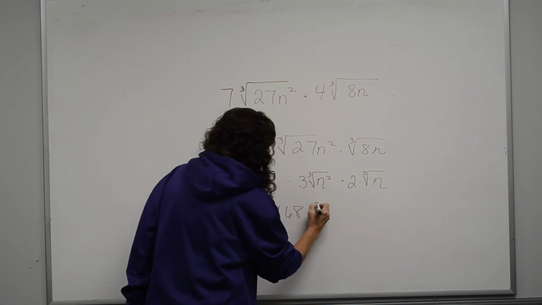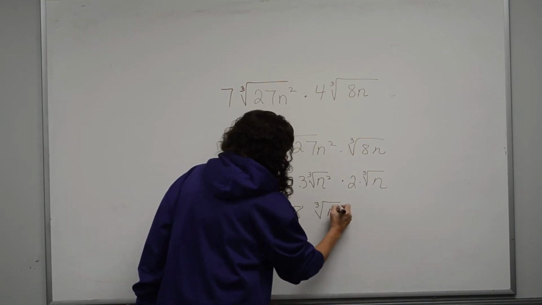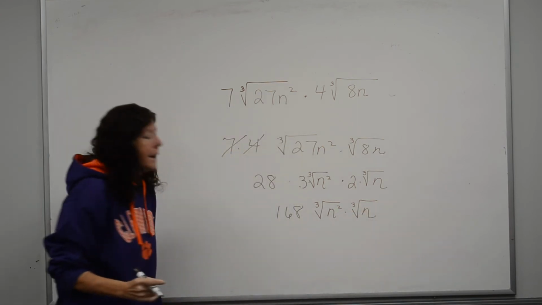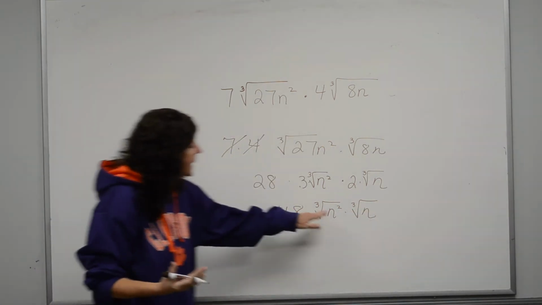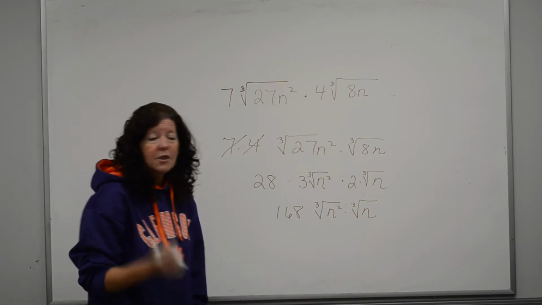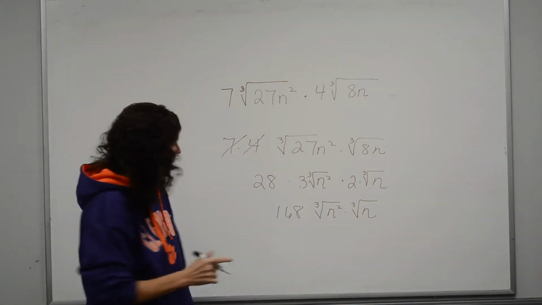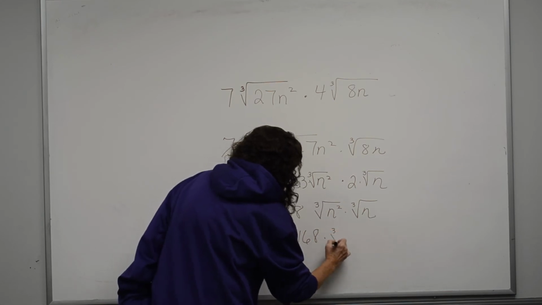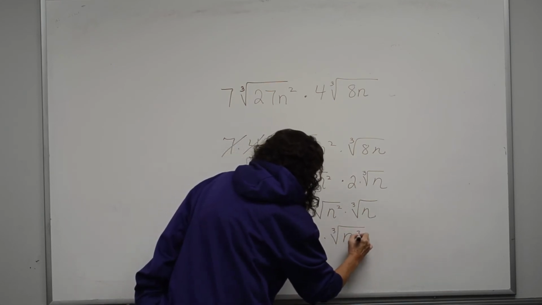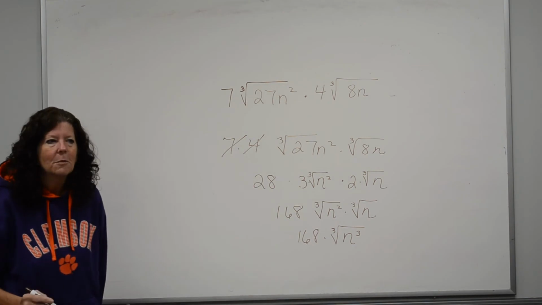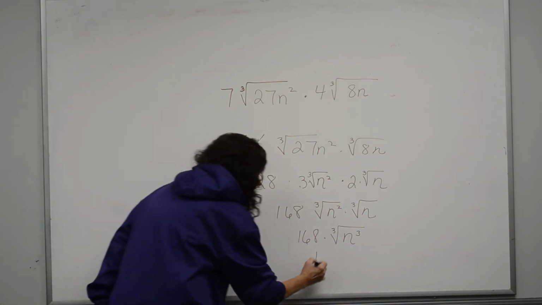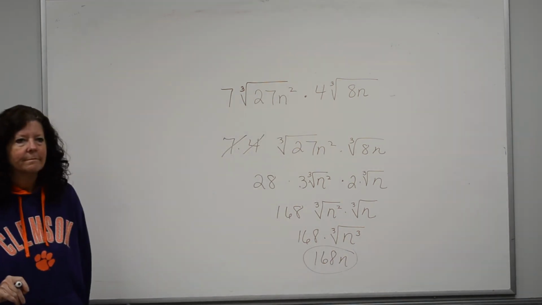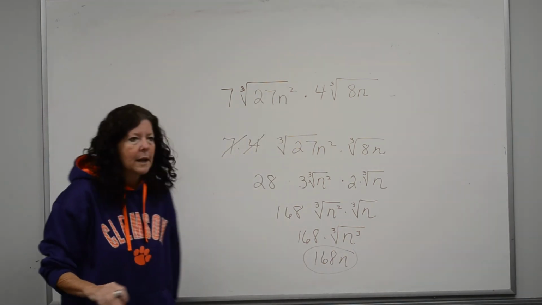Okay, so now I have, yeah, check my math. Is that right? Okay. All right, so now I've got that. Now I can multiply those two things together because they're both underneath the cube root. So I can look at it as 168 times the cube root of n cubed. What's the cube root of n cubed? n. So my answer is that. Okay, just got to keep whittling away at it.